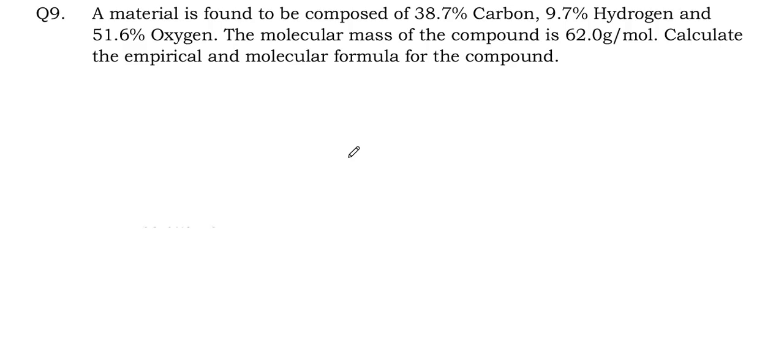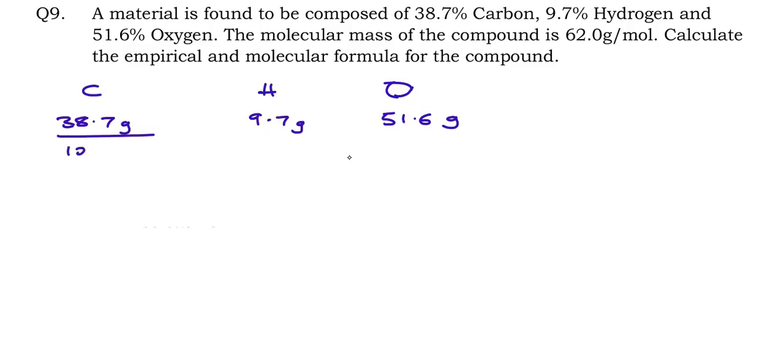Alright, I'm going to be very fast with this question because we've handled this kind of question two times. We treat the percentages as masses. We have carbon, hydrogen, and oxygen: 38.7 grams, 9.7 grams, and 51.6 grams. It's one and the same. Next, we divide by their atomic masses.